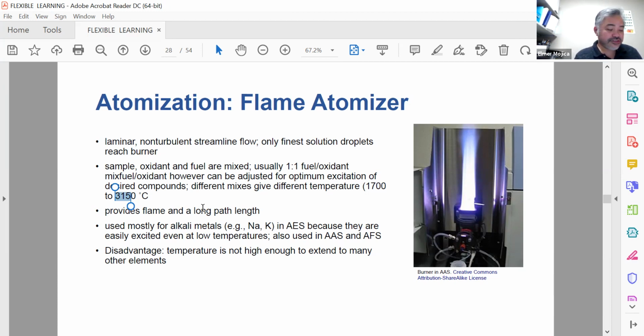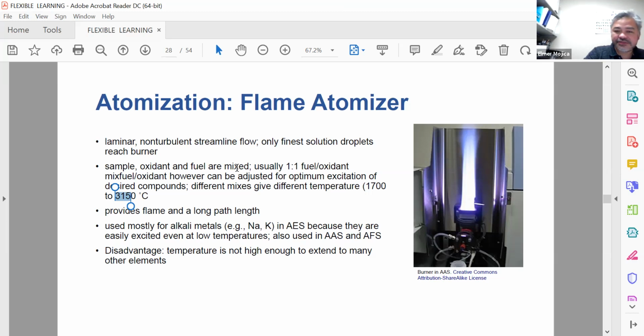Now it provides a flame and a long path length, so it's used mostly for alkali metals like sodium and potassium in AES, because they are easily excited even at low temperature. You can also use the flame atomizer in AAS and AFS. Now the disadvantage is the temperature is not high enough to extend to many other elements.